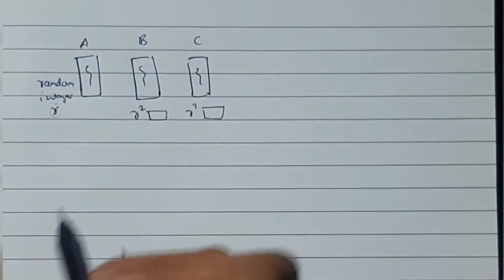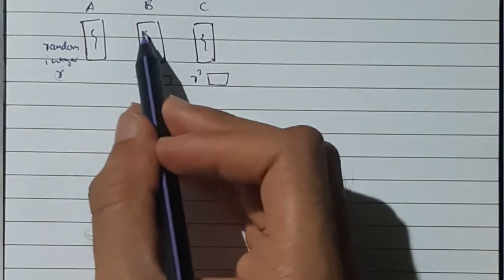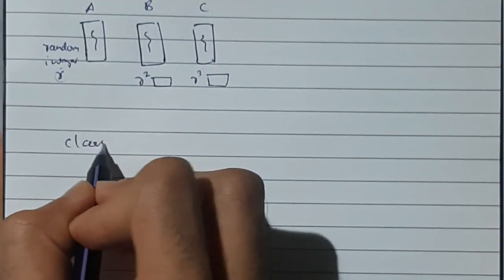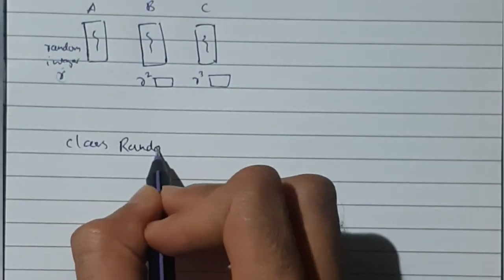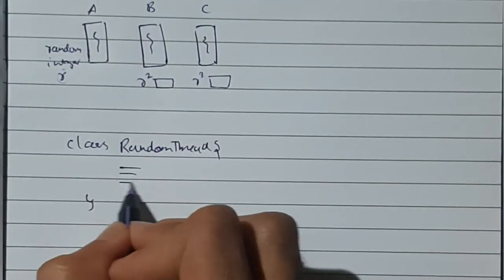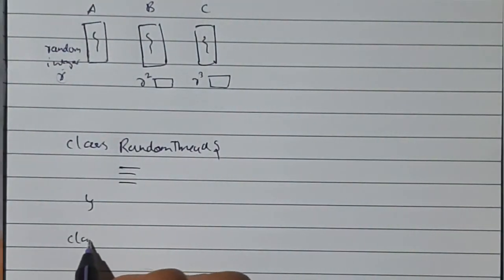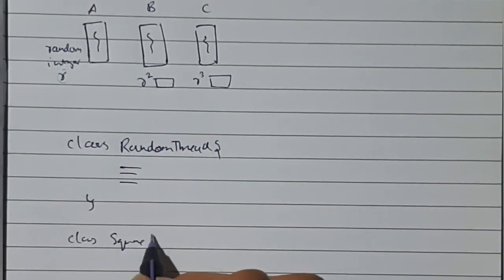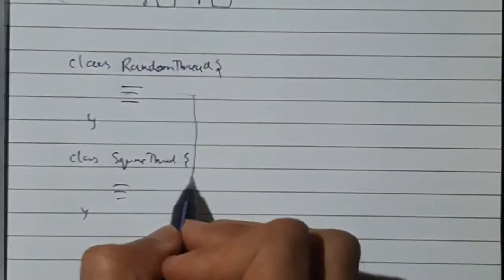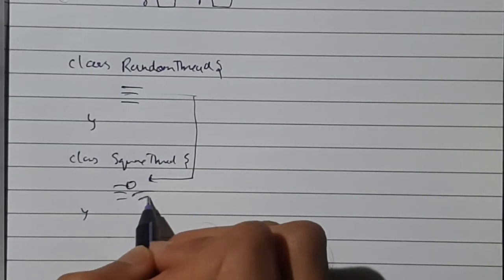Next, how will we implement this in Java? This is the flowchart of our program. For each thread we'll be defining a class. The first class will be for the random thread. In this class we'll be generating a random integer, and then we'll be sending that to a class called square thread. What does square thread do? It will take that random integer, calculate the square, and print the value. Similarly, we'll have a class for cube also.